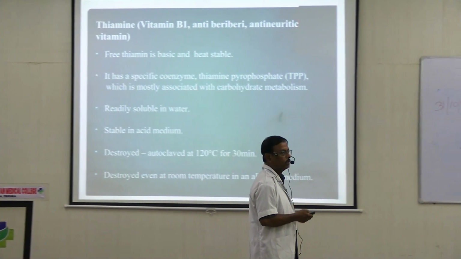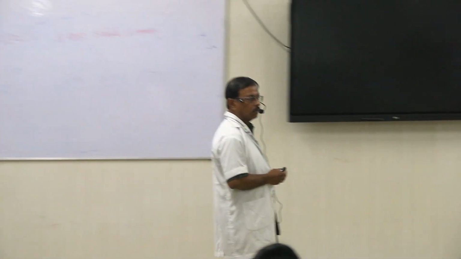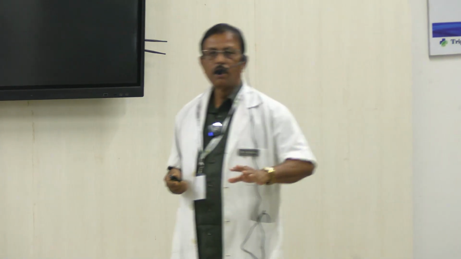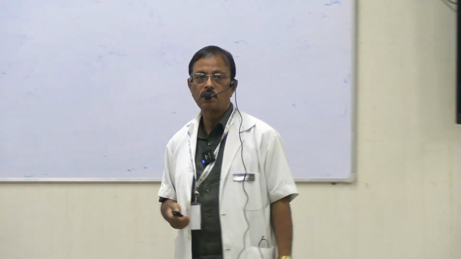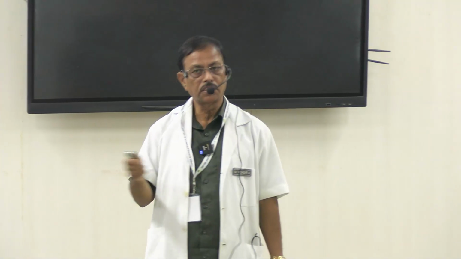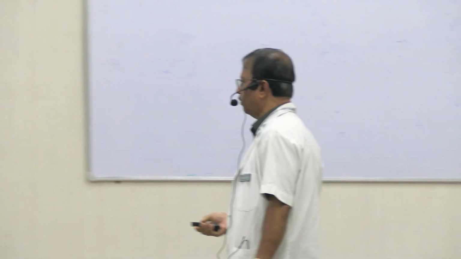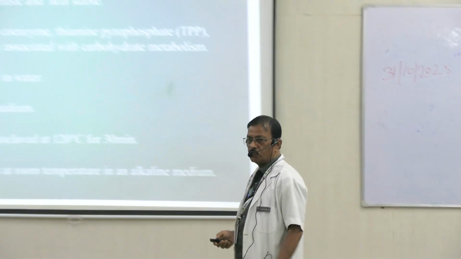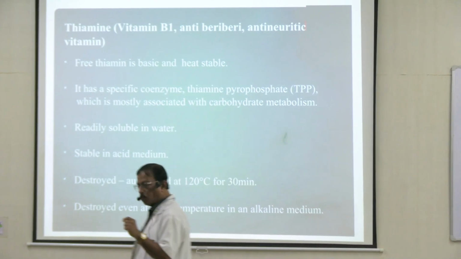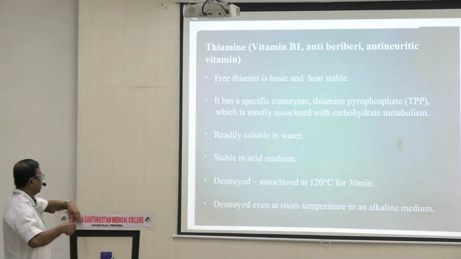So while cooking food, sometimes we add sodium bicarbonate for better cooking to make the curry soft. But sodium bicarbonate makes the curry alkaline. That destroys maximum of the vitamins. So thiamine is destroyed in alkaline medium, but it is stable in acid medium. So if you add a tomato in the curry, that will prevent destruction of this vitamin.